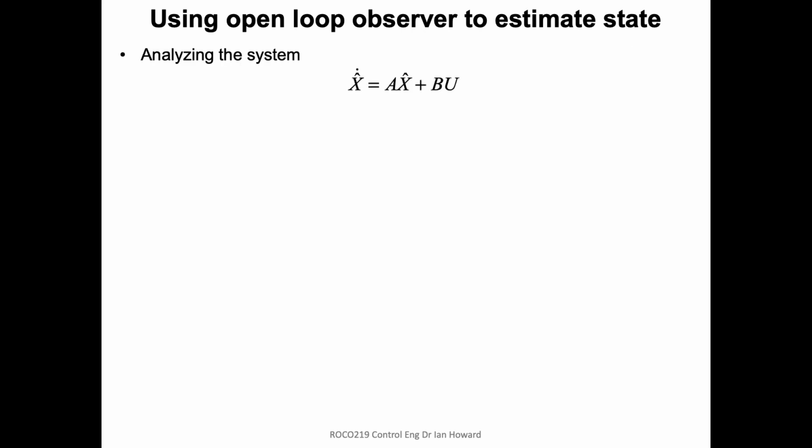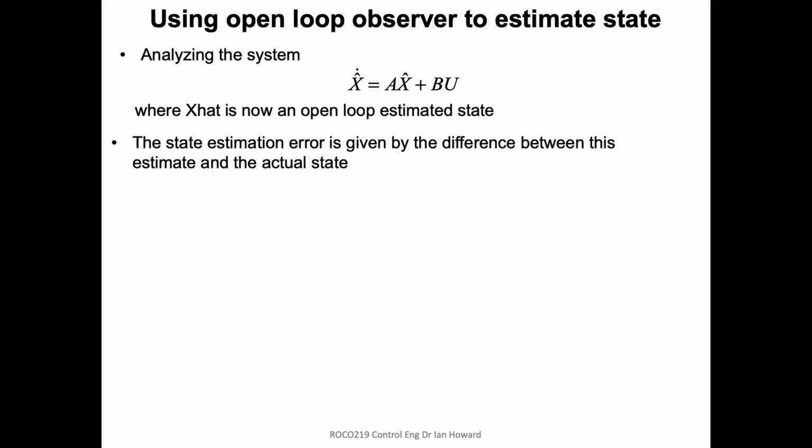So let's analyze this feed forward system. We start off with the equation x hat dot equals ax plus bu, where x hat is now the open loop estimate. And we want to know what the actual error is between this open loop estimator and the actual system. So all we have to do is say the state error is going to be x, the actual state, minus x hat, the estimated state. We're going to call that x tilde, right?